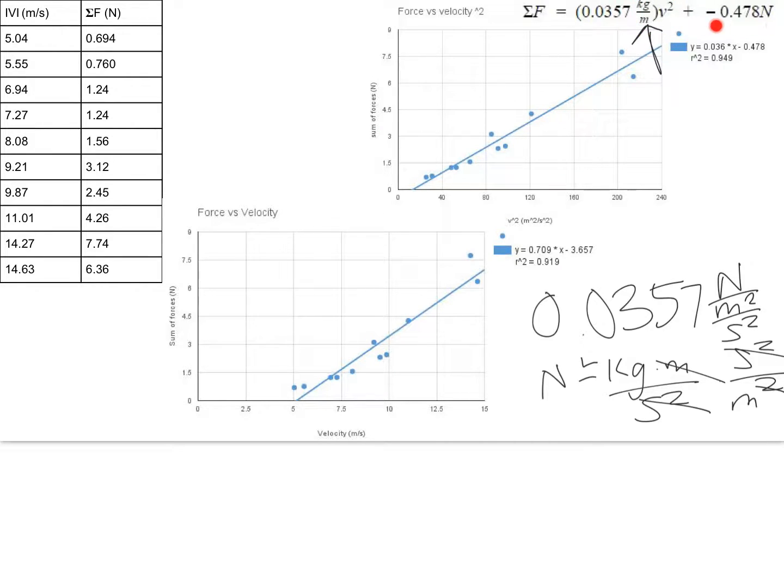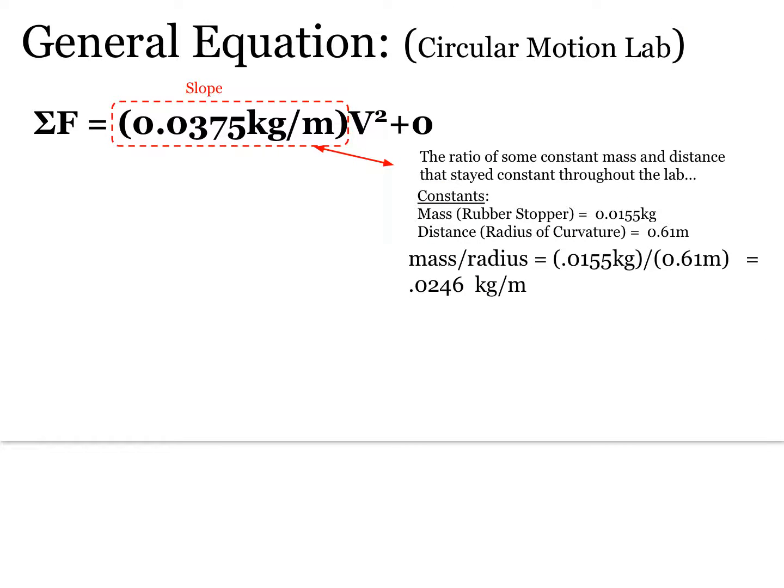Then if you notice, the y-intercept is 0.478 newtons. Now my maximum forces over here got to about 7.5, and 0.5 is pretty much below 5%, so we can essentially ignore the y-intercept value. So if you look at it on the whole, this is what it ended up looking like. So we have the sum of the forces equals our slope times velocity squared.